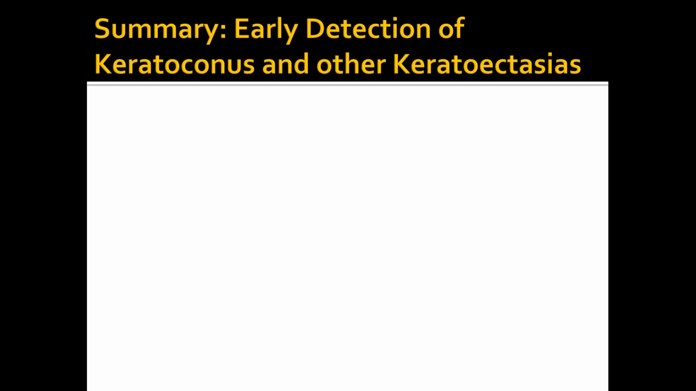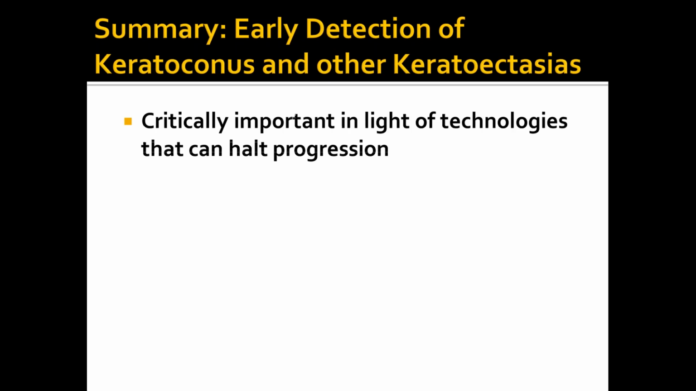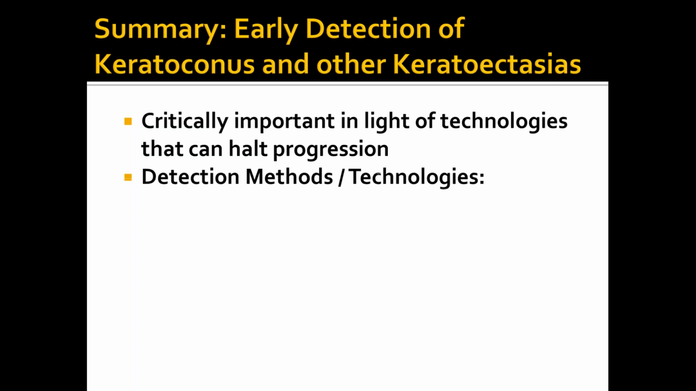So let's do a little summary on early detection of keratoconus and other forms of corneal ectasia. Number one, they're critically important in light of technologies that can halt progression, specifically corneal cross-linking. It has become incumbent upon us to make earliest diagnosis possible, detection of progression as soon as possible, and intervene for those patients who either show progression definitively or are at high risk for progression.